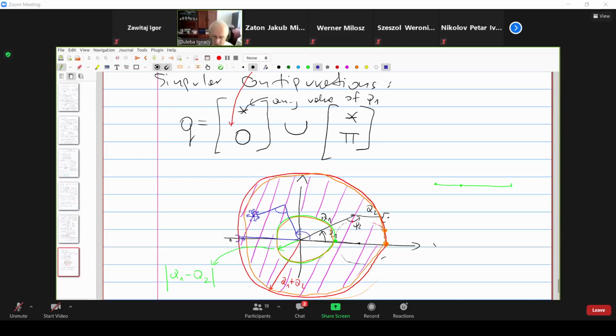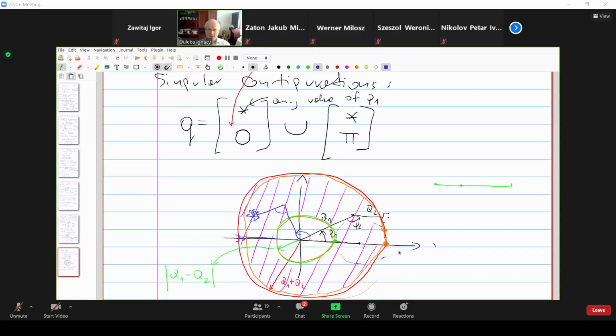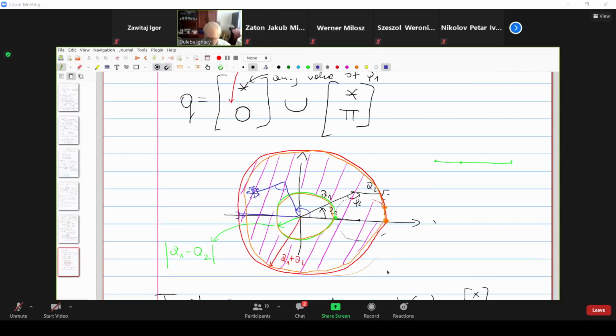So there is a quite visible difference between a regular configuration, and here is a singular configuration. At a singular configuration, some motions in some directions aren't allowed. But in a regular configuration, you can move in any direction, and therefore you will not have any problems with Newton algorithms.